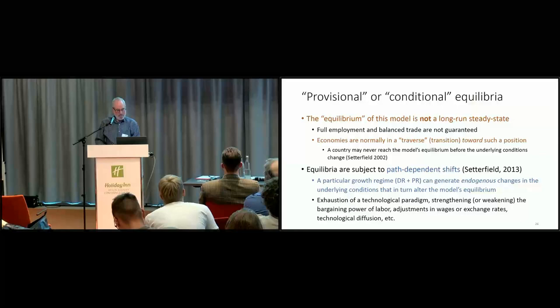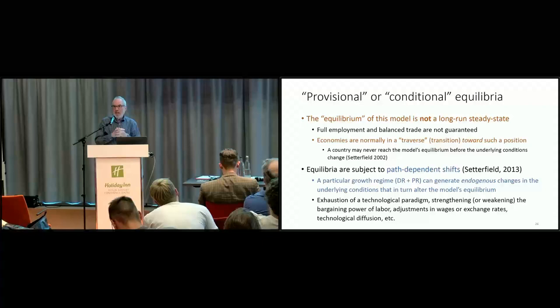Why did I call this a medium run model? It's called a growth model, so why do I say it's medium run and not long run? Well, I think very deliberately, the model does not portray a true steady state. For example, full employment is not guaranteed, balanced trade is not guaranteed. So even in that so-called equilibrium I showed you, it's only an equilibrium of those two relationships. It's not an equilibrium for the economy as a whole.